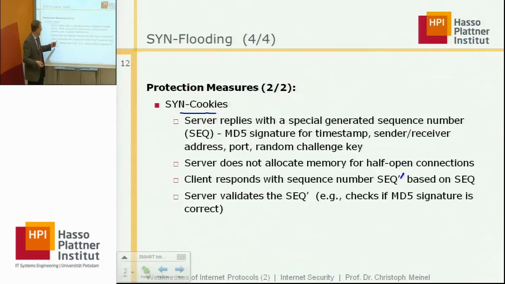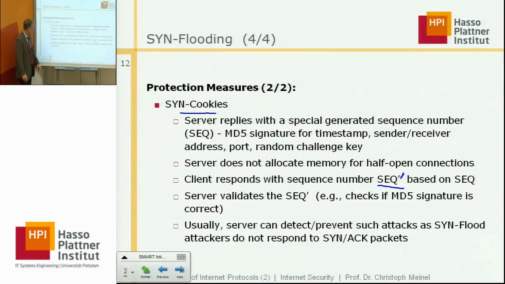So the server gets back from the client this sequence number, SEQ prime, validates it, and checks the MD5 signature. Here is the information that is encrypted in the hash: the timestamp, the sender, the receiver, and others. Only then does it establish the connection and provide the space and memory for it. So usually the server can, in this way, detect and prevent such SYN flooding attacks, because it does not respond with a SYN-ACK packet. So this was a traditional method.